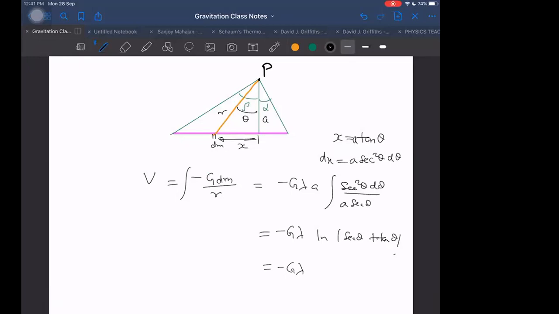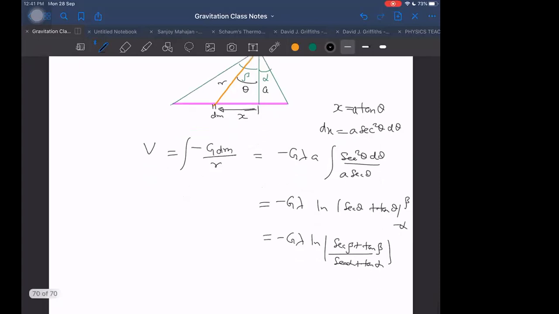Limits from minus alpha to plus beta, log of (secant beta plus tan beta) upon (secant alpha plus tan alpha), minus tan of minus alpha, which is minus tan alpha. And I can write it in a much better way.